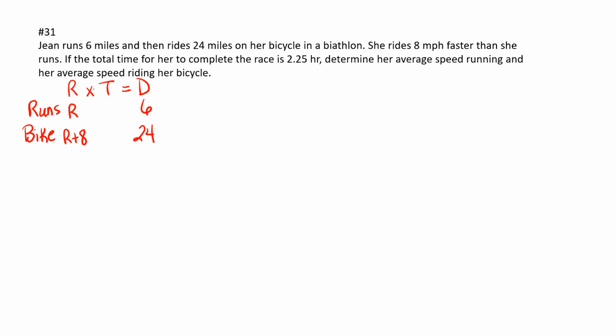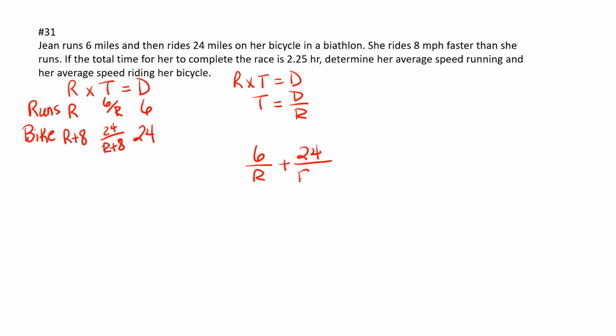So one way we could do this, for her time here, since rate times time equals distance, that means that time is equal to distance over rate, if we divide both sides of that equation by r. So for her time, I can just write distance over rate. So this would be 6 over r, and for biking, it would be 24 over r plus 8. And we know that if we add those two times together, we're going to get 2.25. So we'll have 6 over r plus 24 over r plus 8 is equal to 2.25.